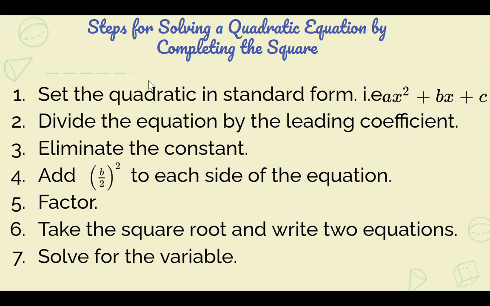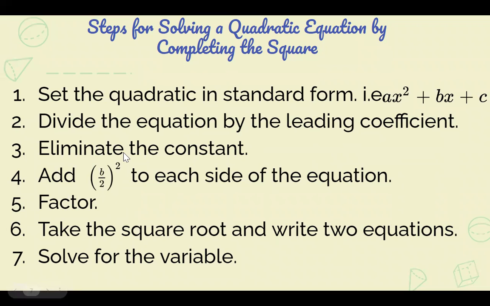Here are the steps. You don't need to copy them down. We're going to go through the procedure, and hopefully you'll be able to catch on to the steps. First step, set our quadratic in standard form, making sure everything's aligned. Second step, divide the entire equation by the leading coefficient. If it's other than 1, we have to make sure we divide everything by that leading coefficient. Step number 3, eliminate the constant by moving it to the right side, and then add 1/2 b squared.